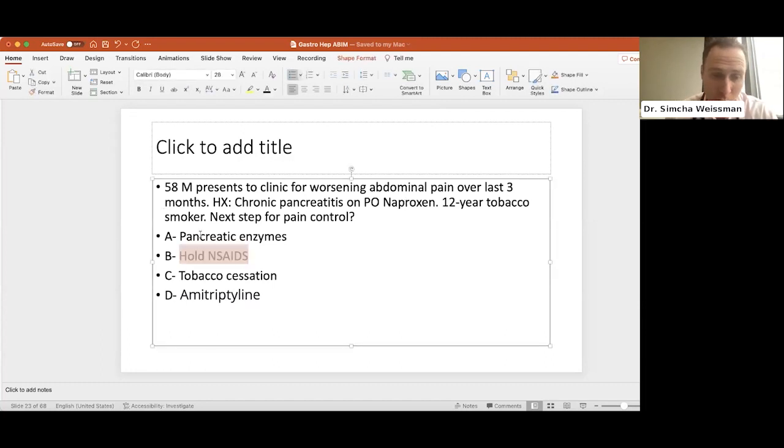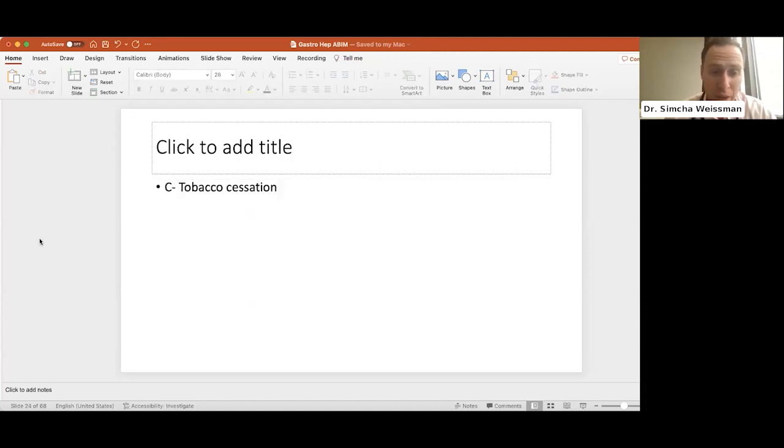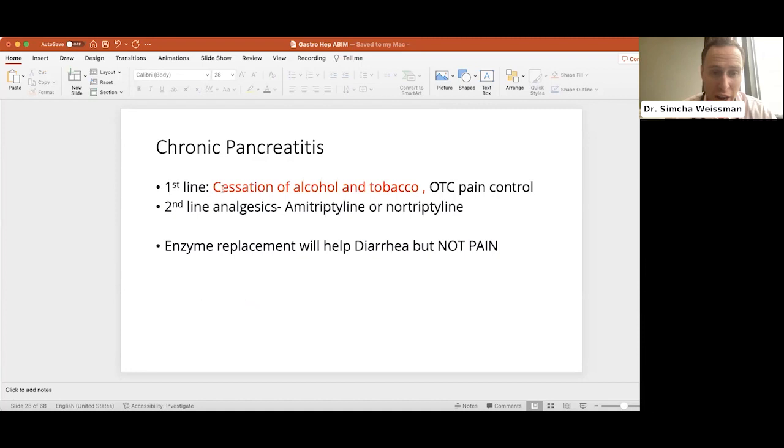Naproxen is first-line therapy. You don't want to hold that. Pancreatic enzymes are good, but they do not help for pain. They help for diarrhea. So the answer is tobacco cessation. Chronic pancreatitis, first line, cessation of alcohol and tobacco, always the right answer. Second line, amitriptyline, nortriptyline. Enzymes help with diarrhea, not for pain. Excellent. I think that's a very good quick summary of pancreatitis. They love to test this on the exam.